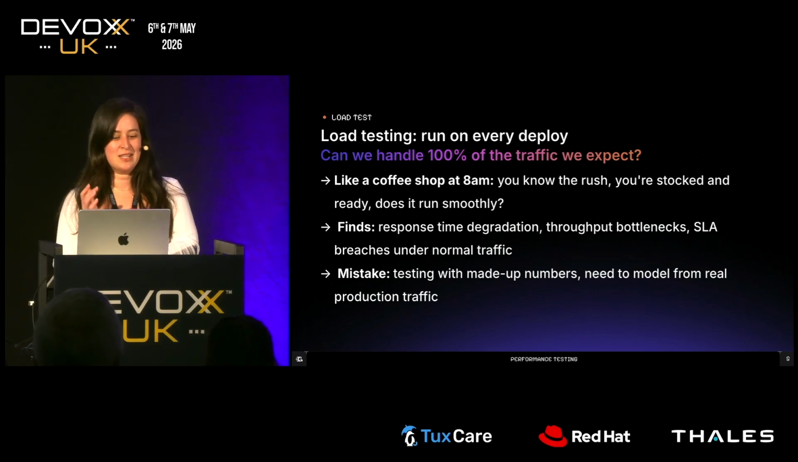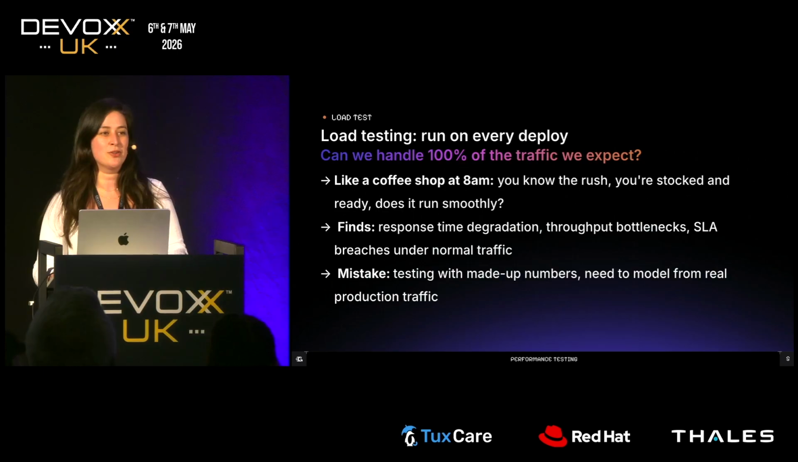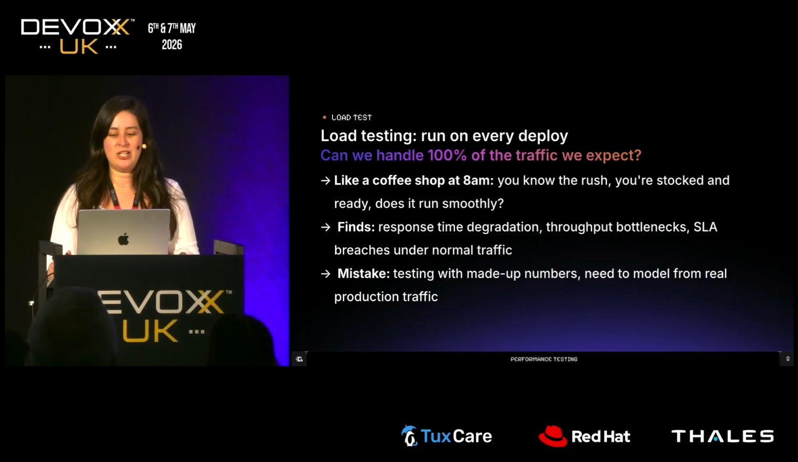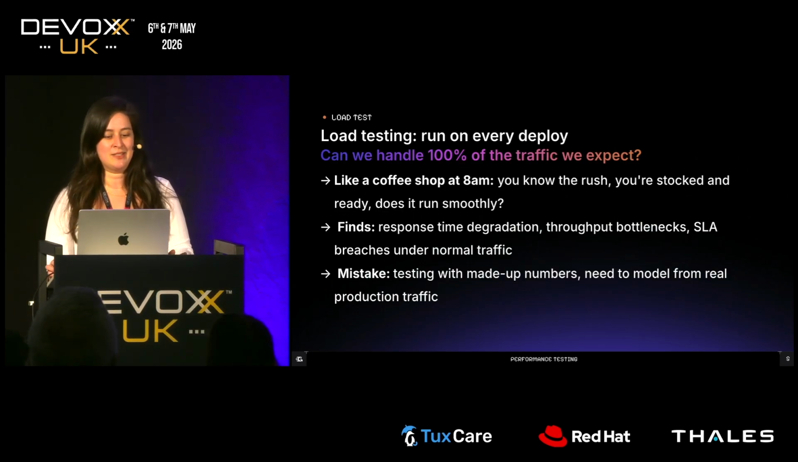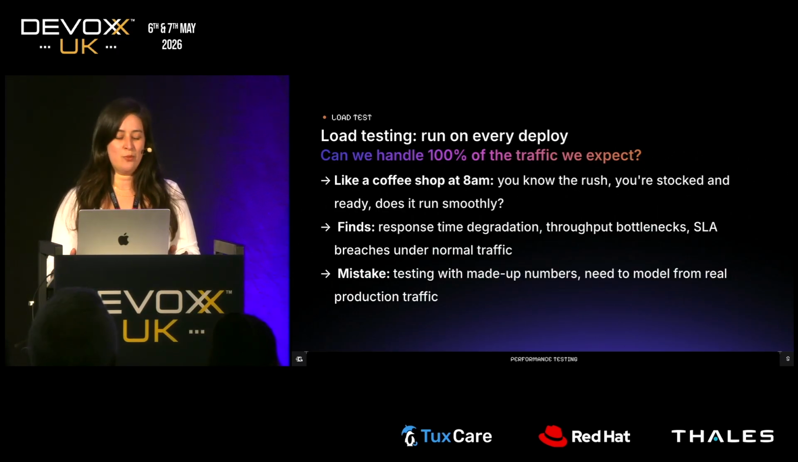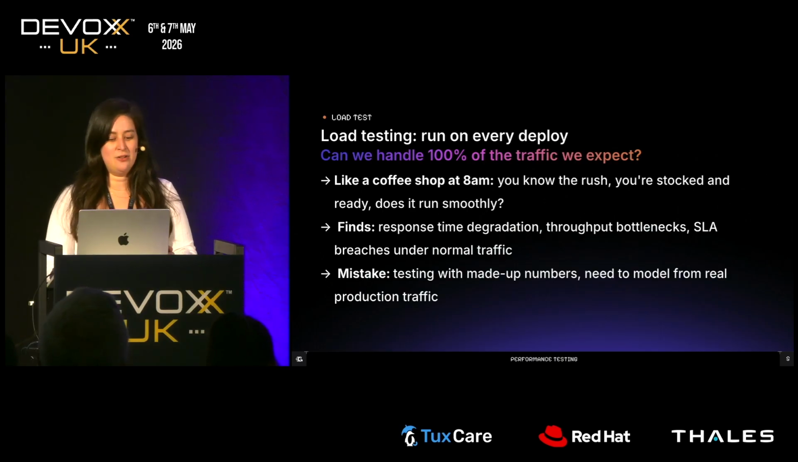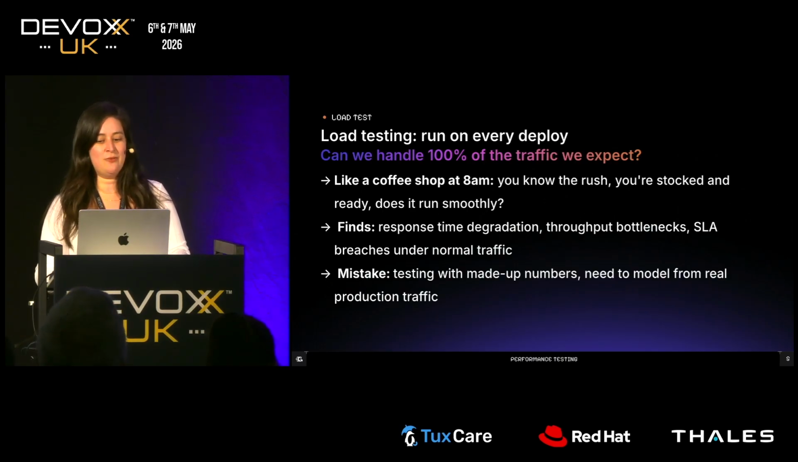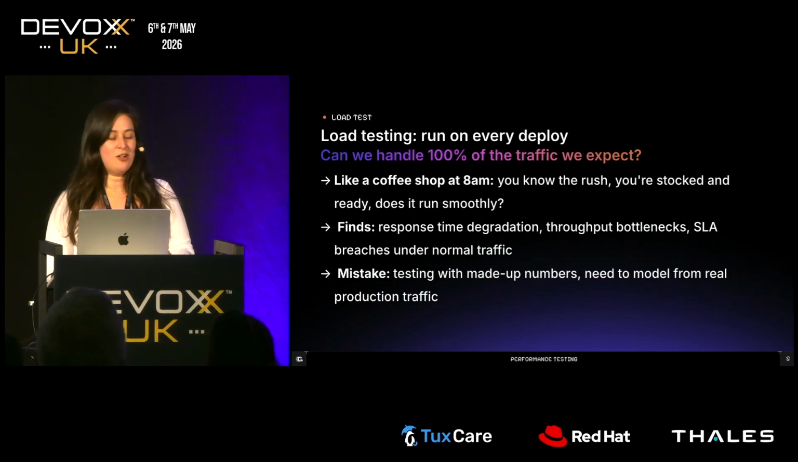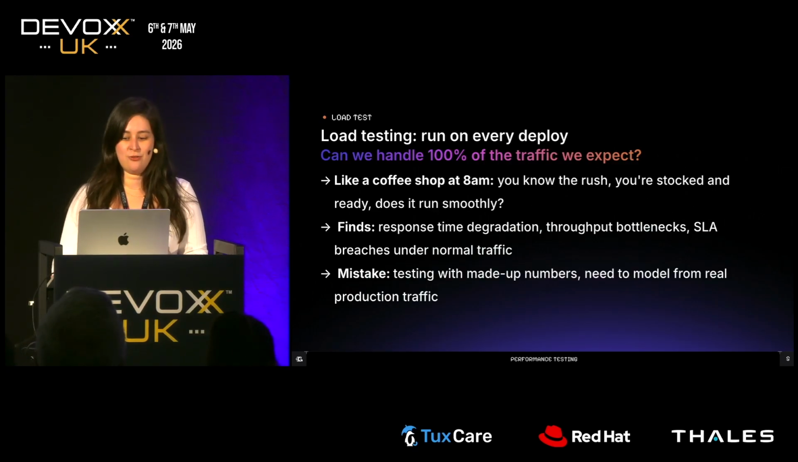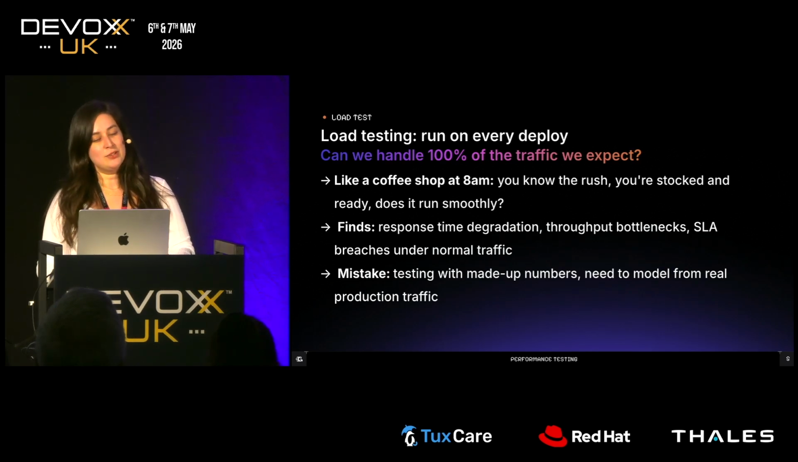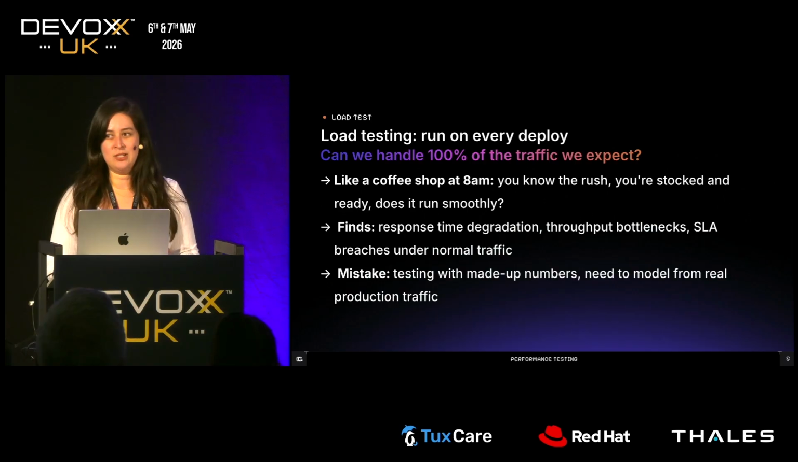So the first one we'll start with is load testing, the one that everyone probably already knows, which establishes the baseline by checking if the application can handle 100% of expected traffic. An analogy we can use here is a coffee shop on a weekday during the morning rush. We roughly know how many customers are going to show up. So employees are scheduled, beans are stocked, the pastry case is full, and a load test will check whether the shop runs smoothly given that predictable traffic. Load testing often finds response time degradation, throughput bottlenecks, and SLA breaches that happen under normal conditions. It won't tell you where the system breaks. That's a different test that we'll get to shortly.